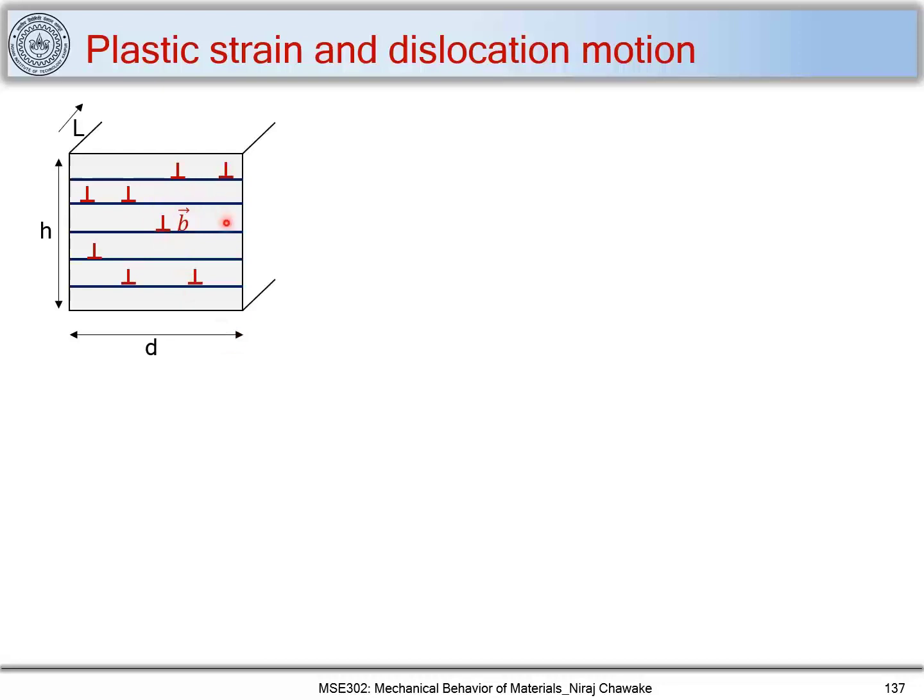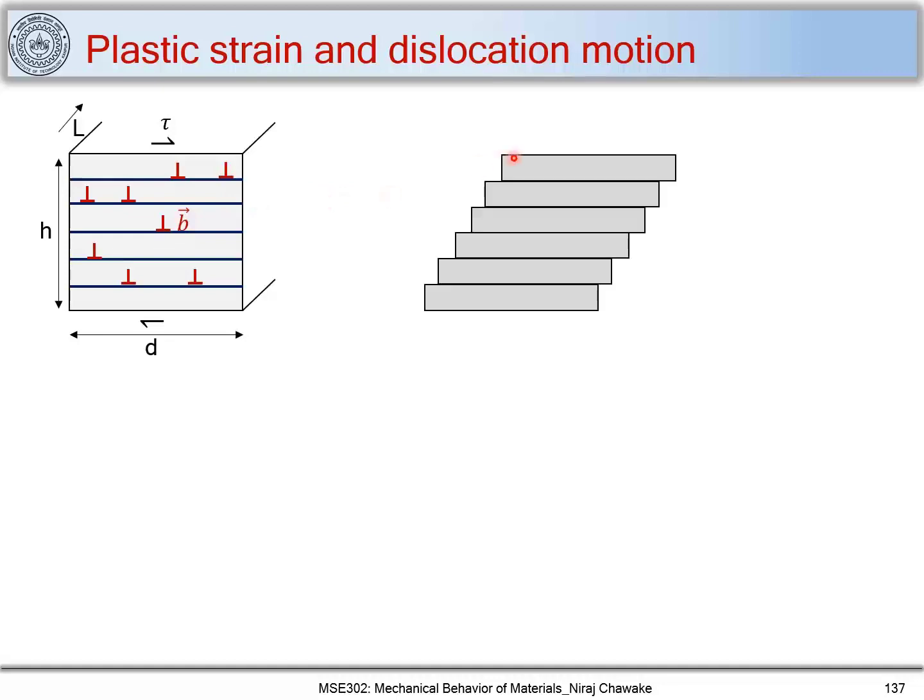and these dislocations have Burgers vector b. Let us apply shear stress tau, and this dislocation moves along D in this direction and causes a plastic strain. Let's say it creates a plastic strain in this fashion by creating a step. So we can figure out the overall plastic strain from the movement of these dislocations together.